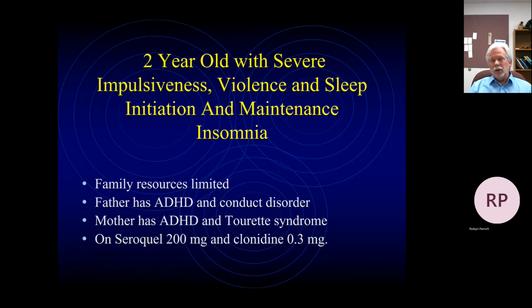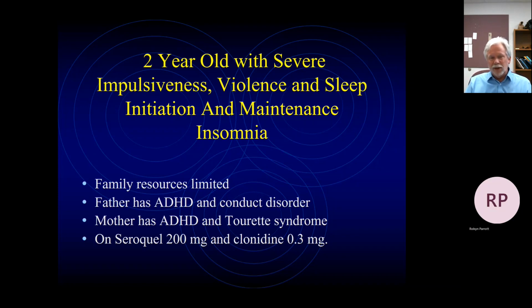So she was treated with medication appropriate for restless leg syndrome, which included iron supplementation and gabapentin, and did very well. Here is another patient, a 2-year-old with severe impulsiveness, violence against his parents or anyone who's around, and major issues with insomnia. So it's very disruptive to the family.